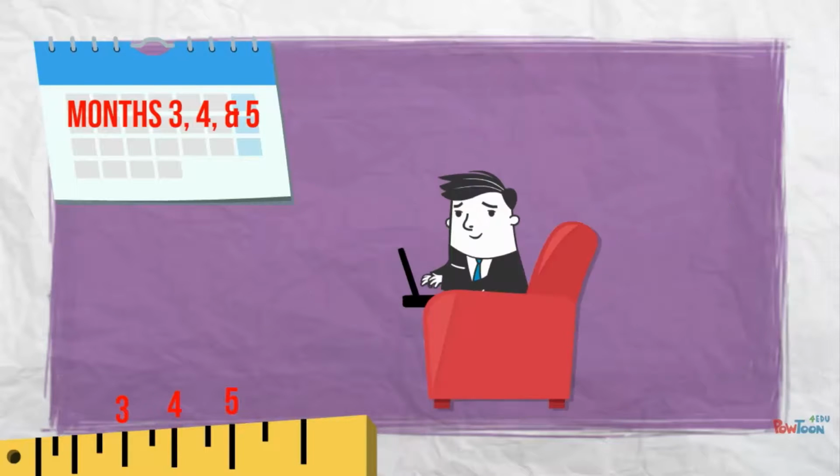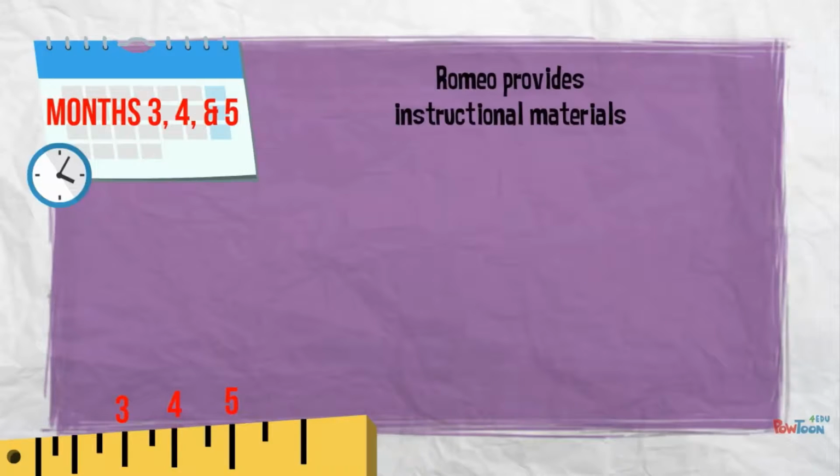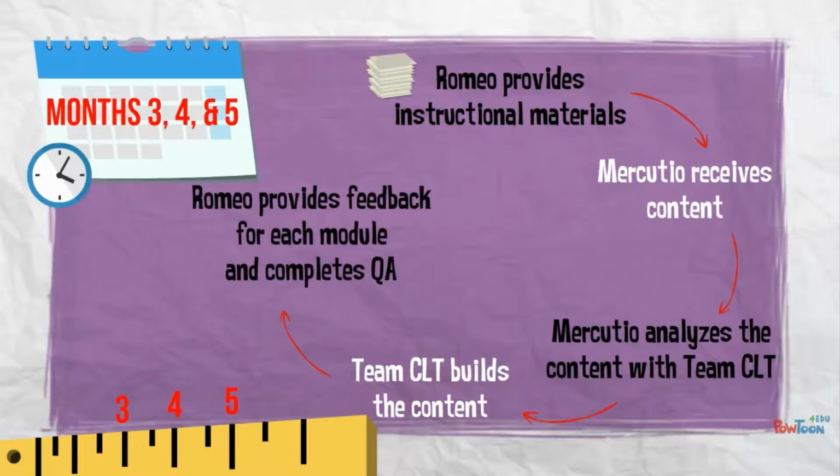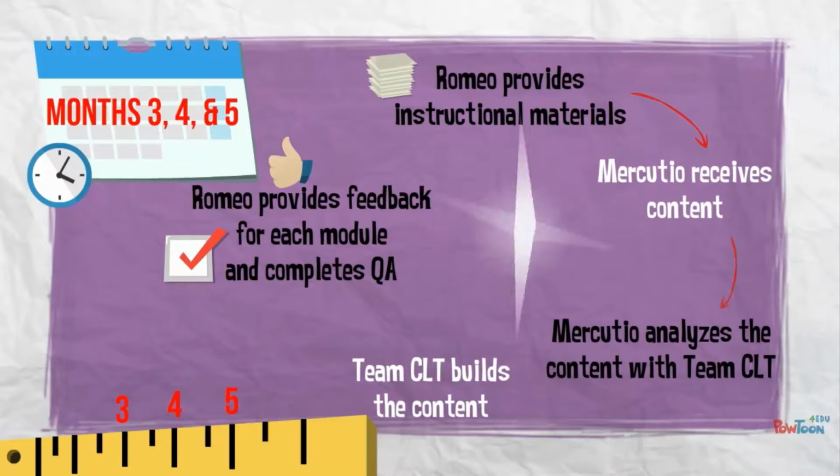Most of these materials will be supplied by Romeo. Some, however, may be created in conjunction with Team CLT. As Romeo provides the instructional materials, Mercutio and Team CLT will analyze the content, chunking it into modules and using the best online pedagogical practices. Romeo will provide feedback for each module and will complete quality assurance checklists. This back and forth cycle will continue for each module until the course development is complete.